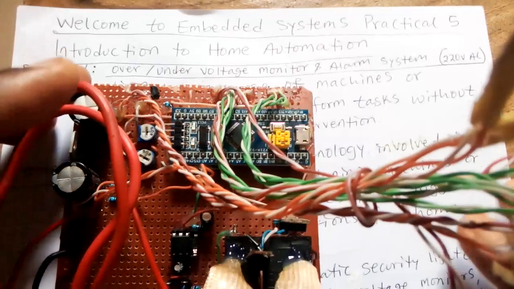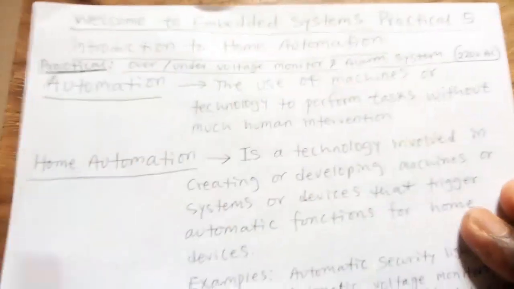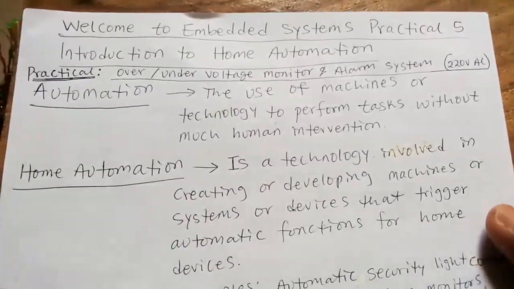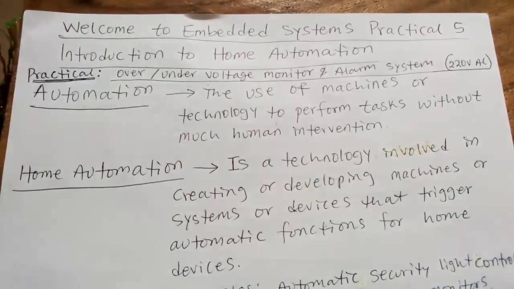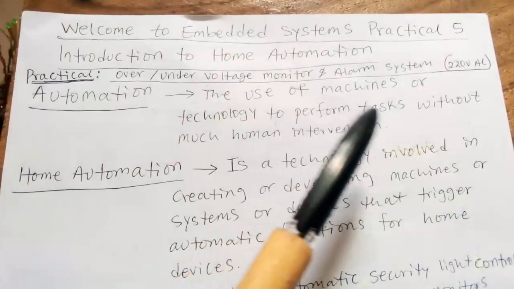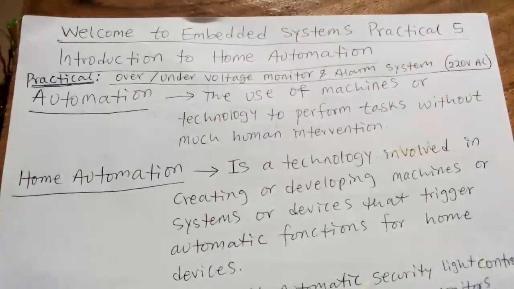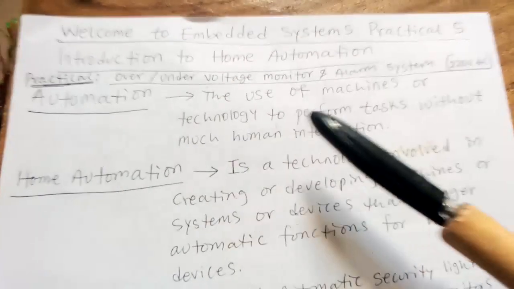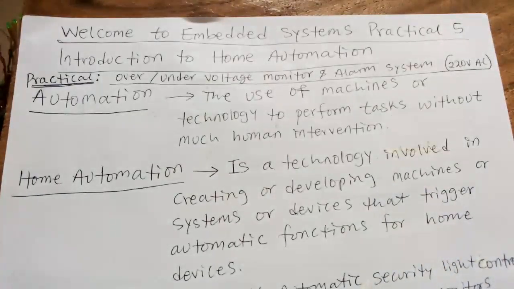So before we start our lesson for today, let's have a basic understanding of what home automation is. We will start by knowing what automation is. Automation is the use of machines or technology to perform tasks without human intervention.